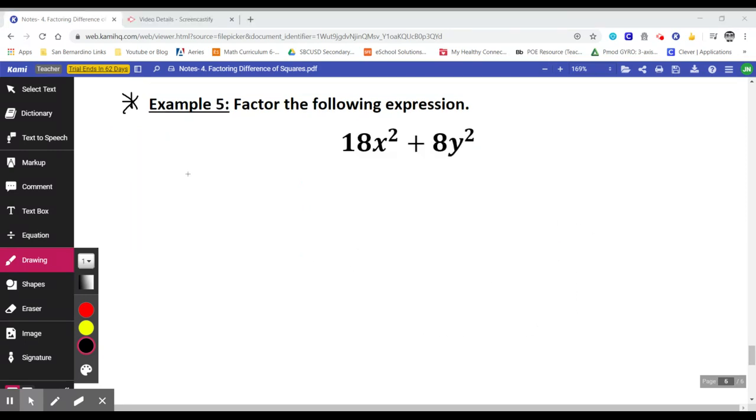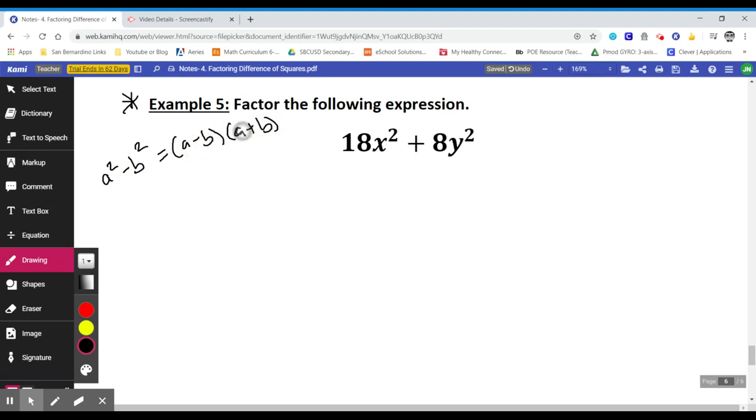Okay, so for this last example, example number 5 of factoring using the difference of squares, I'm giving you a trick problem real quick, because every now and then you'll get something that looks like it's factorable, but it's actually not. What does that mean? For example, if you remember from the formula for difference of squares, it says that a squared minus b squared is equal to a minus b multiplied by a plus b, right?